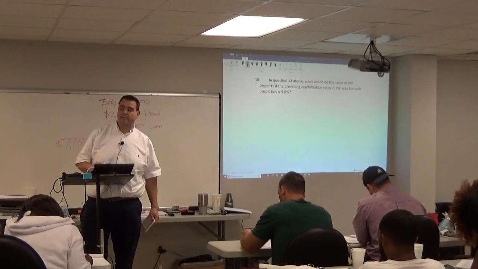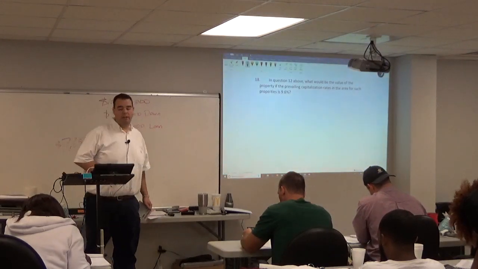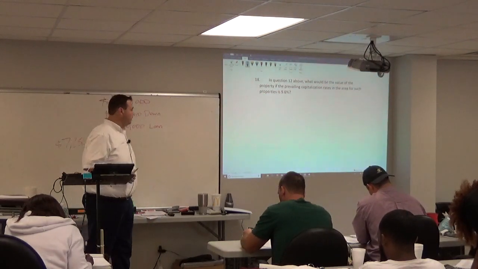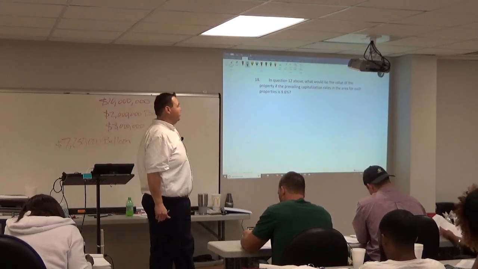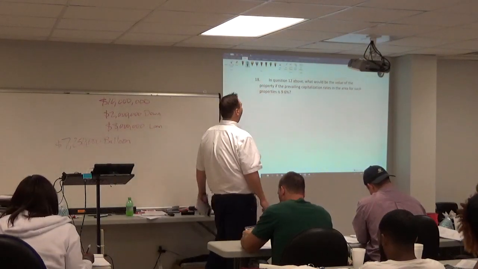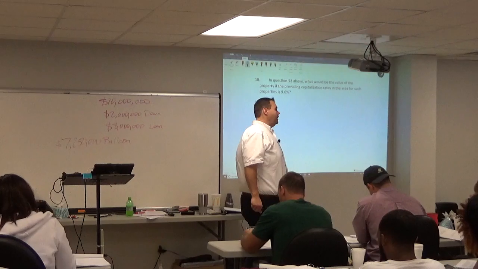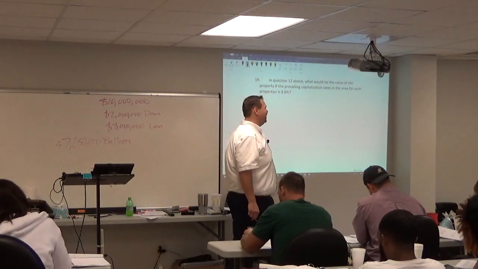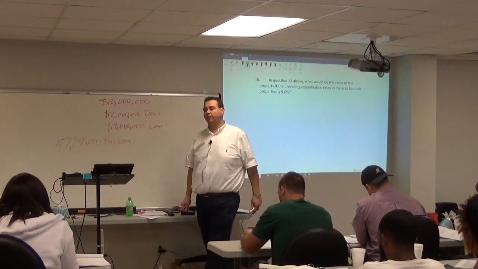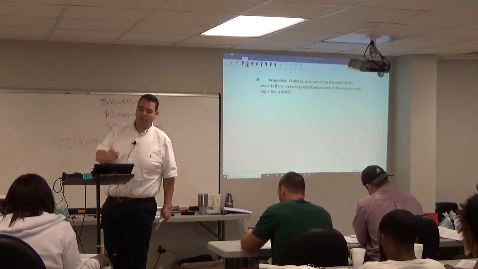Well, then look at question number 18. On question 18, it just says in the question above, it should say question 17 above. I have to clearly fix that. In the question above, what would be the value of the property if the prevailing capitalization rate in the area is 9.6%? So now it wants to know the value of the property.